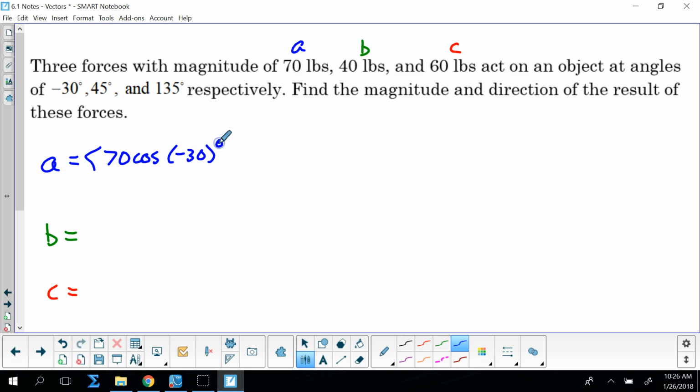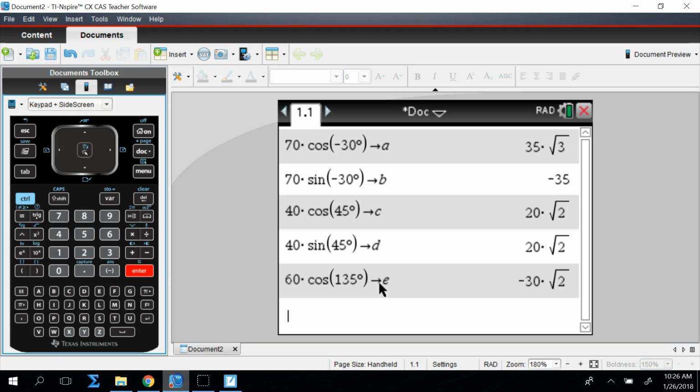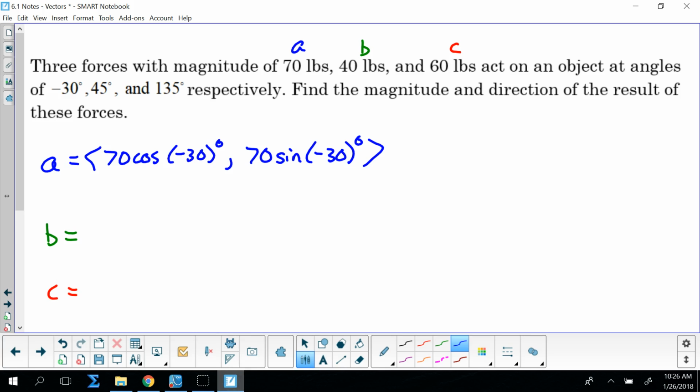Okay. So the first one, vector A, is going to be 70 times the cosine of negative 30 degrees and 70 times the sine of negative 30 degrees. And that is going to end up giving me 35 square roots of 3 and negative 35. Oops, that should be negative 30.